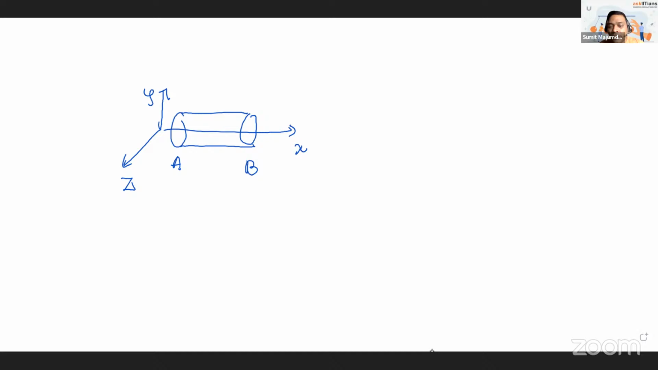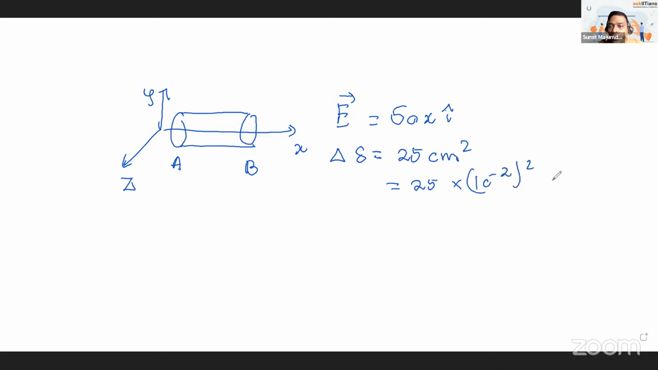Now, we have to find out the net flux. Electric field is given by E equals 50x i cap. Along with that, we have the area vector. The area is 25 centimeters square, so we need to change that into meters. So delta S is 25 into 10 raised to power minus 2 whole square meter square. Why? Because 1 centimeter equals 10 raised to power minus 2 meters.